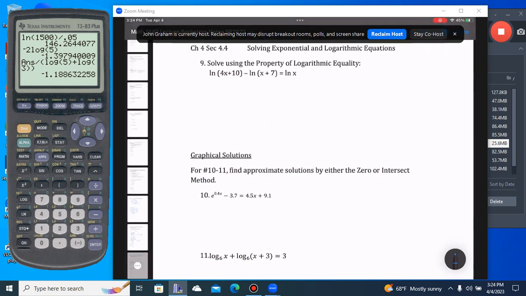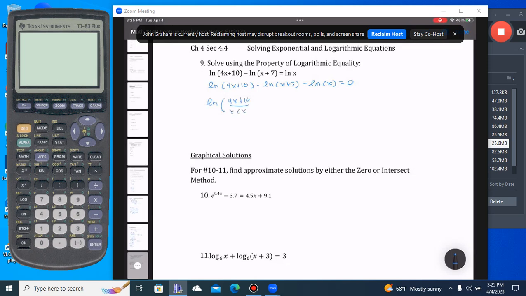Here we have multiple natural logs. Natural log of 4x plus 10 minus natural log of x plus 7 equals natural log of x. The main way I would do this is to combine everything together. You have natural log of 4x plus 10 minus natural log of 7 plus x minus natural log of x is 0. And then since the two that are negative, they're going to end up in the denominator. So you have the natural log of (4x plus 10) over x and over x plus 7.